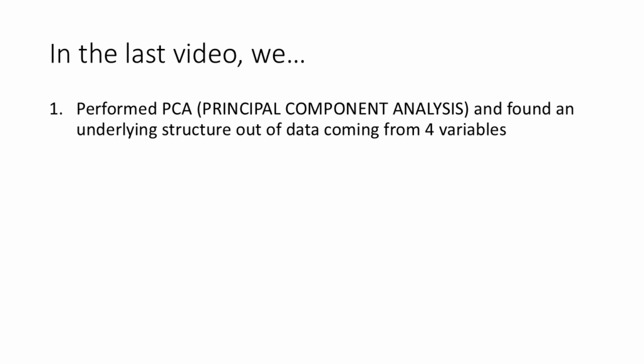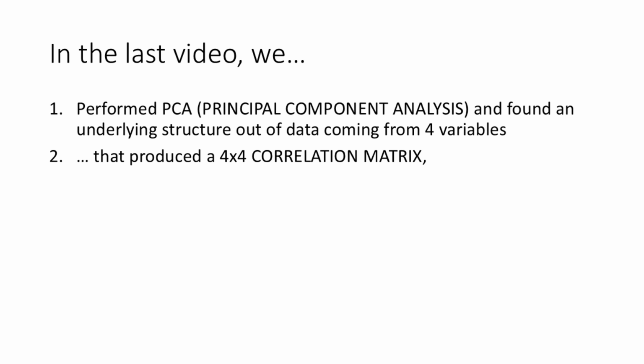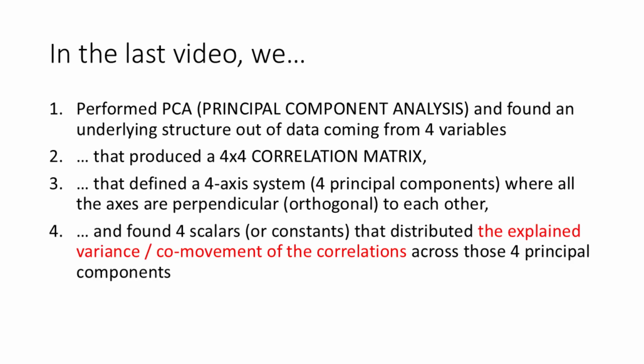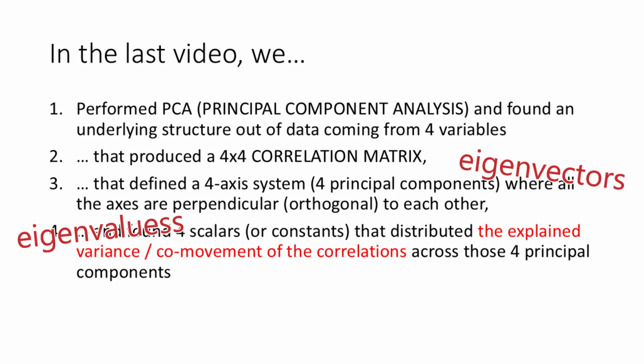In the last video, we performed PCA, principal components analysis, and found an underlying structure out of data coming from 4 variables that produced a 4x4 correlation matrix that defined a 4-axis system with 4 principal components where all the axes or components are perpendicular or orthogonal to each other, and found 4 scalars or constants that distributed the explained variance or co-movement of the correlations across those 4 principal components. These are the eigenvectors and eigenvalues, respectively.